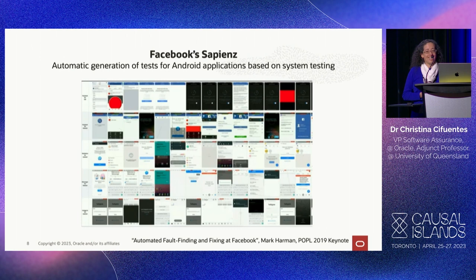What about testing? We all know testing takes a lot of time. When you're testing your mobile applications, Android in this particular case, Sapienz developed this technique whereby they can automatically generate many, many different tests for your Android applications, purely based on system testing. And here you're seeing more than 100, right? The different tests that they automatically generated, and they also run in parallel for you to be able to do your testing much more quickly.